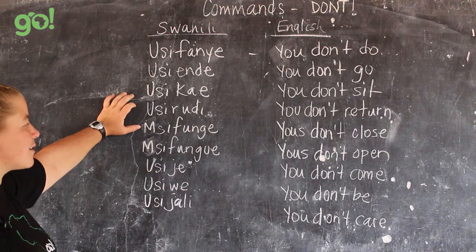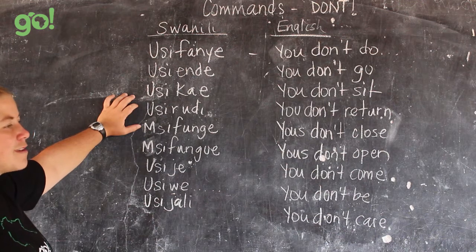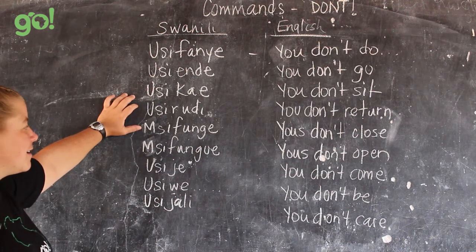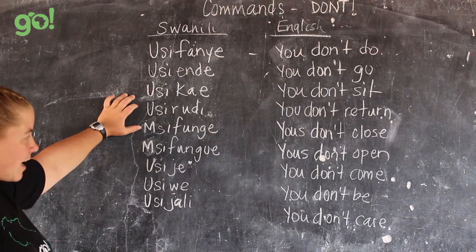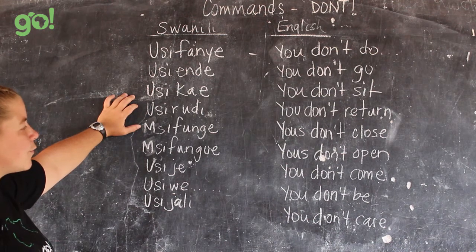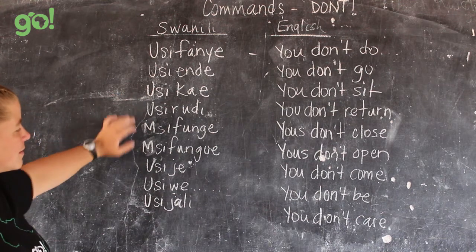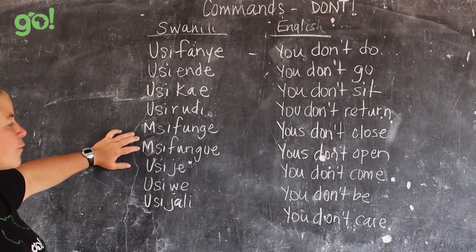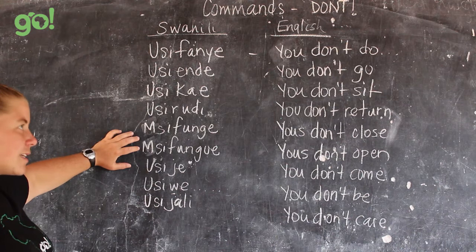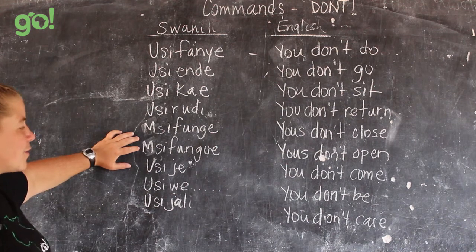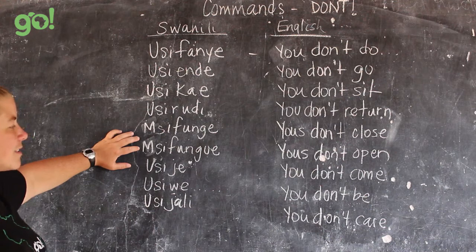Now you can also give plural commands. I've given a couple examples here of plural commands. So instead of using U for you, we're going to use the M for the yous, or vous en français. The yous, plural. Msifunge. The verb was funga, to close, but we're going to take away the A and add an E, so we get msifunge. You don't close. Another example, msifungue. You guys, plural, don't open. The verb was fungua, but now we're saying it in the negative command, so we say msifungue.